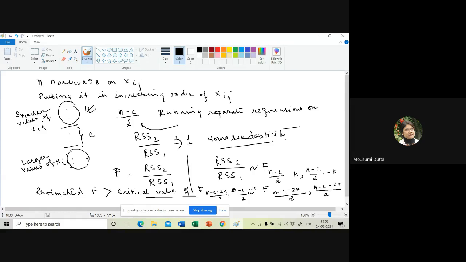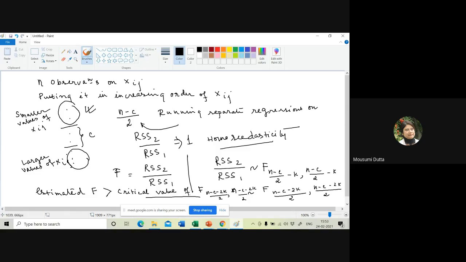Within bracket, so that RSS1 and RSS2 have very few degrees of freedom. Or too small within bracket.